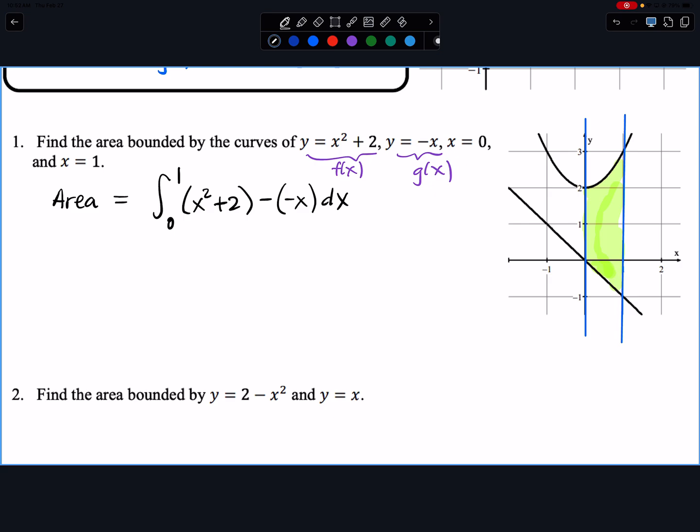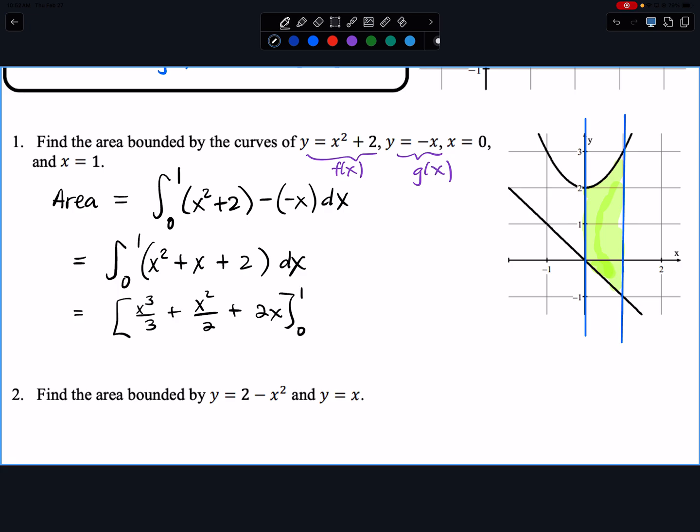I can simplify before I integrate. So the double negative becomes a positive. This is going to be the integral from 0 to 1 of x squared plus x plus 2 dx. And then I can just do my antiderivatives. What's the antiderivative of x squared? Good. So x cubed over 3 plus x squared over 2 plus 2x from 0 to 1.